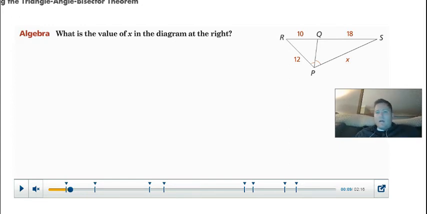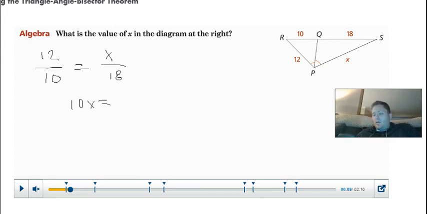So the way I'm going to set it up is I'm going to go from bottom to top. So I'm going to go 12 over 10 is going to equal, and again, this is how I have to be consistent, I have to go bottom to top right there, and that is going to give me x over 18. So I'm going to get 10x is going to equal 12 times 18, and 12 times 18 is 216. So that's going to give me 216. And again, I'm just dividing both sides by 10 right there.